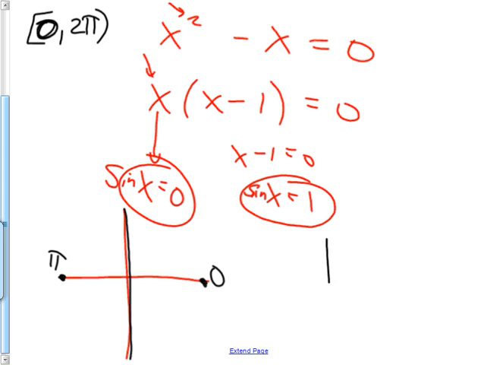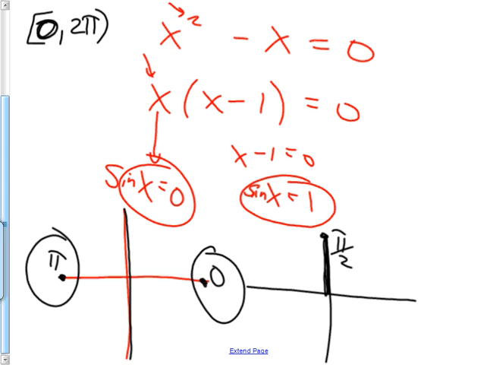Over here, sine is equal to 1. That's where y is 1. Y is 1 right there. So that one's pi over 2. Only one answer for that one. So pi and 0 and pi over 2. Three answers this time. Raise your hand if you had it right. Good. It's a good sign.